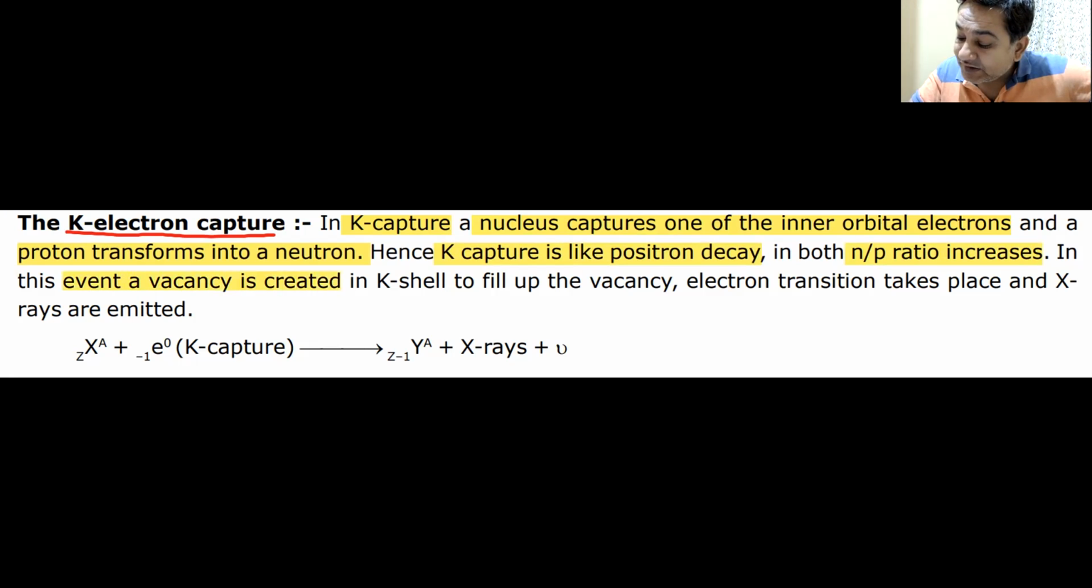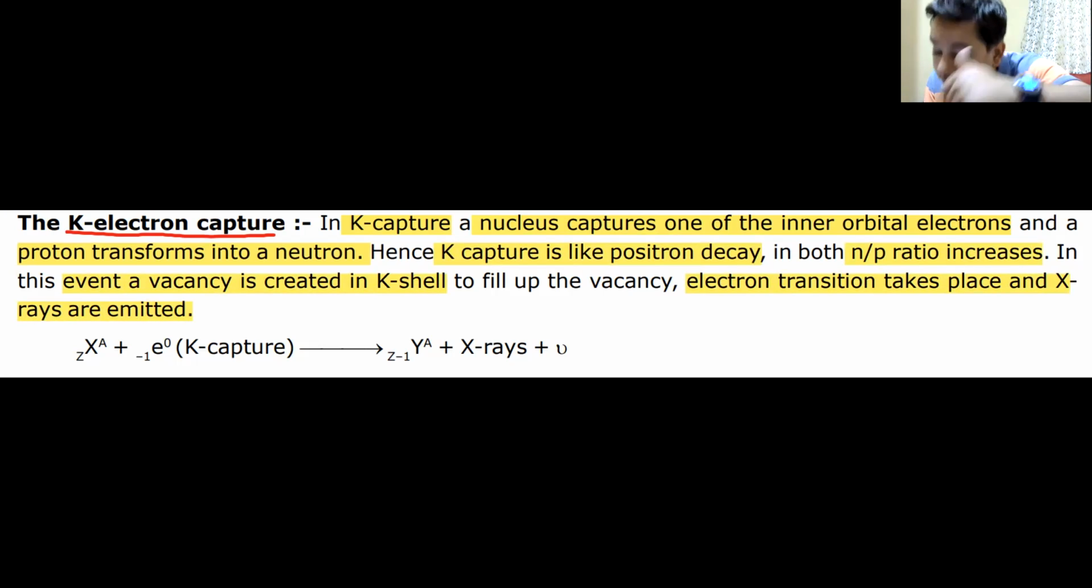And there is a vacancy in the K shell. An electron will transfer from a higher shell into the K shell and an X-ray would be emitted. So X-rays will also be emitted in this case. Do we understand this? Yes, sir.